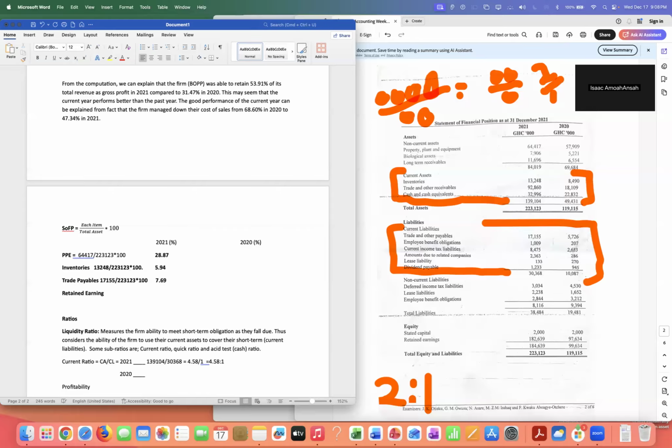Okay, let's work out for 2020 and see if we all understand. Take note, I'm not picking the 119,115. This is total assets. As soon as you pick this, you are making a big mistake. We are picking 49,431 divided by the current liability for that year, which is 100,087. All right.